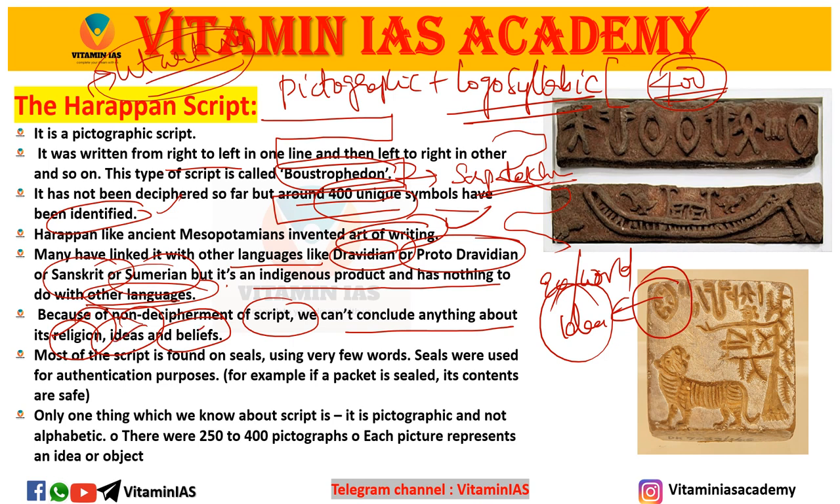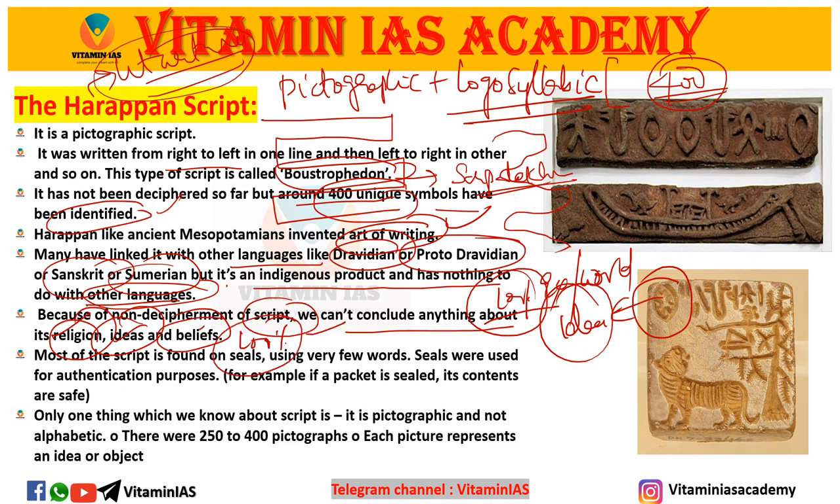Because of idol worship, burials, toys and figures, we are just concluding some idea, but it is not scientific and we are not 100% sure about that. If we know the script, then only can we identify what the religion, ideas and beliefs were, and we could believe it 100% surely.